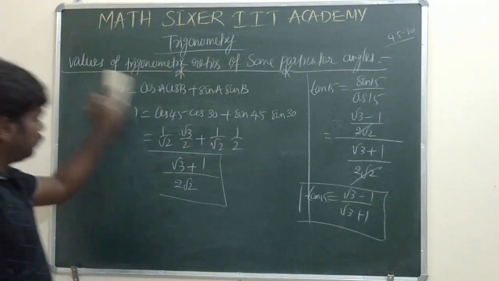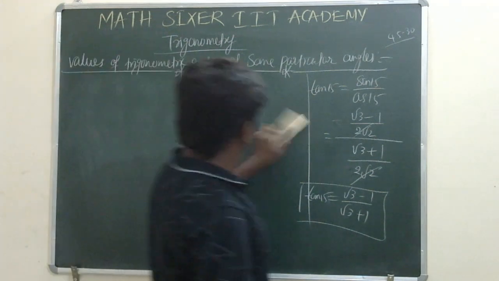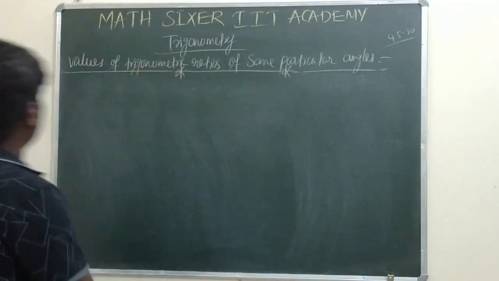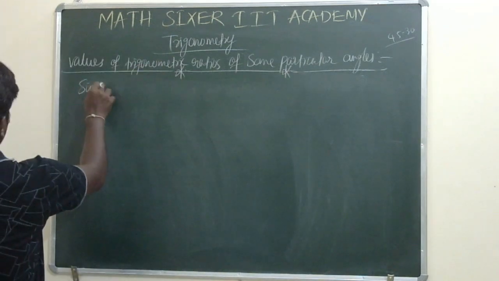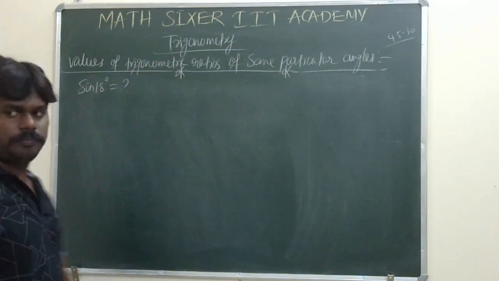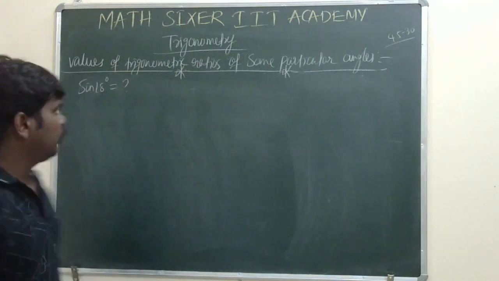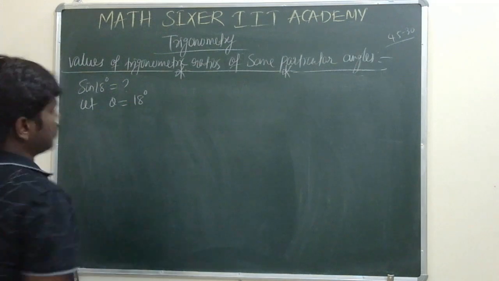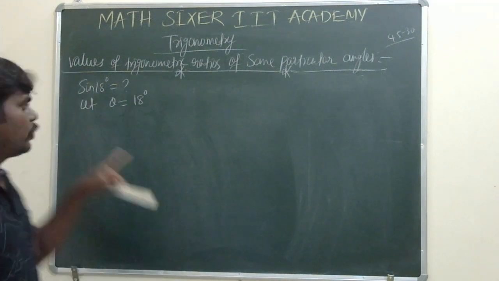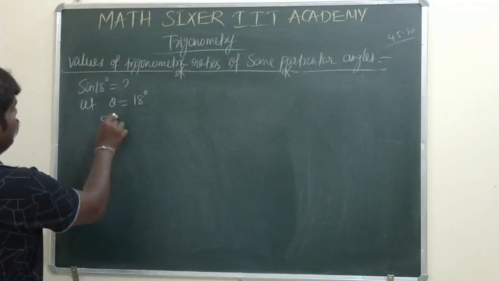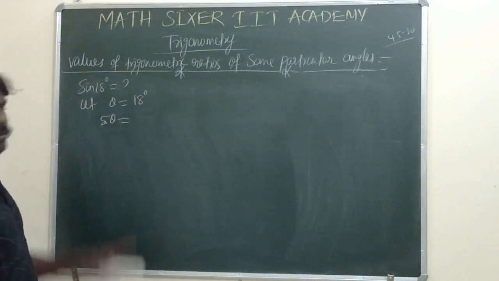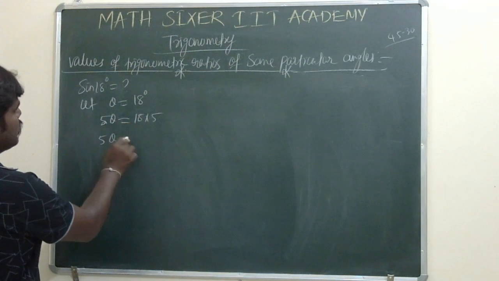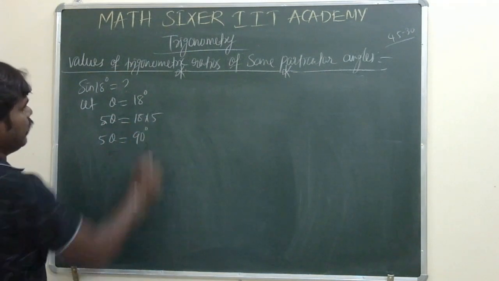Next, we will see sine 18 degrees. Here I am taking theta equals 18 degrees and I multiply both sides by 5. So when you multiply both sides by 5, you will get 5 theta is equal to 18 into 5, which is nothing but 90 degrees.